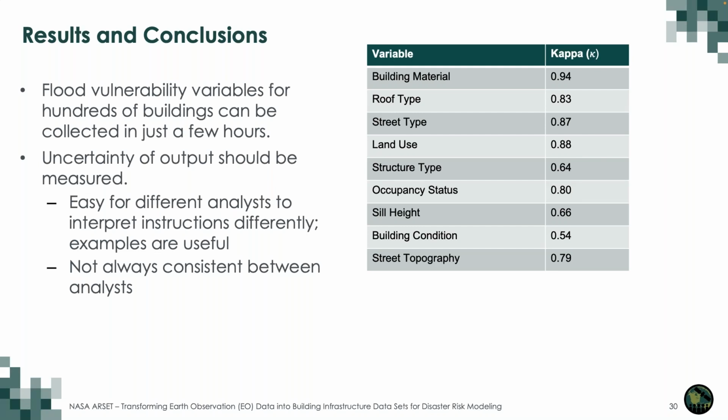And it's also easy for different analysts to interpret the same set of instructions differently. So examples, especially example images, are quite useful for being consistent. So here on the right is the kappa score, which is a score of the consistency across each of the categories. And so we can see we do quite well in what the building material is, the roof type, the street type, the land use. Less well, especially for the building condition.